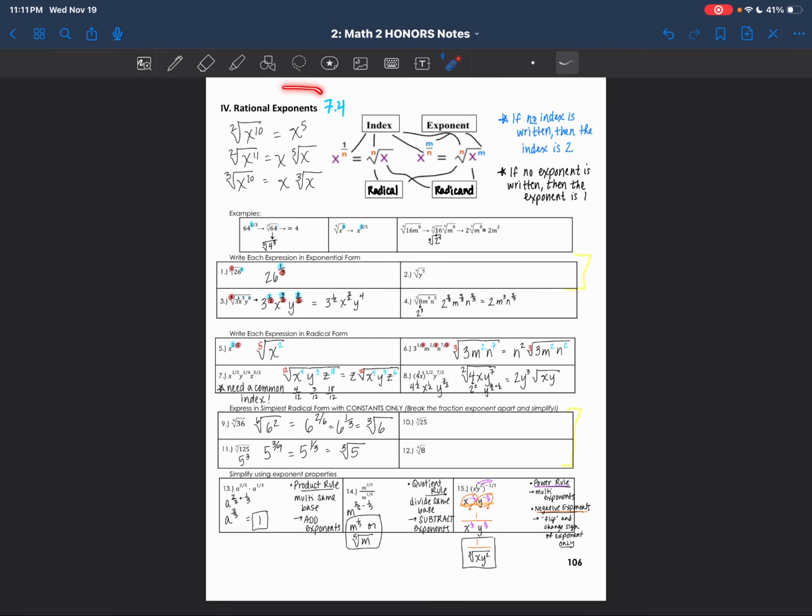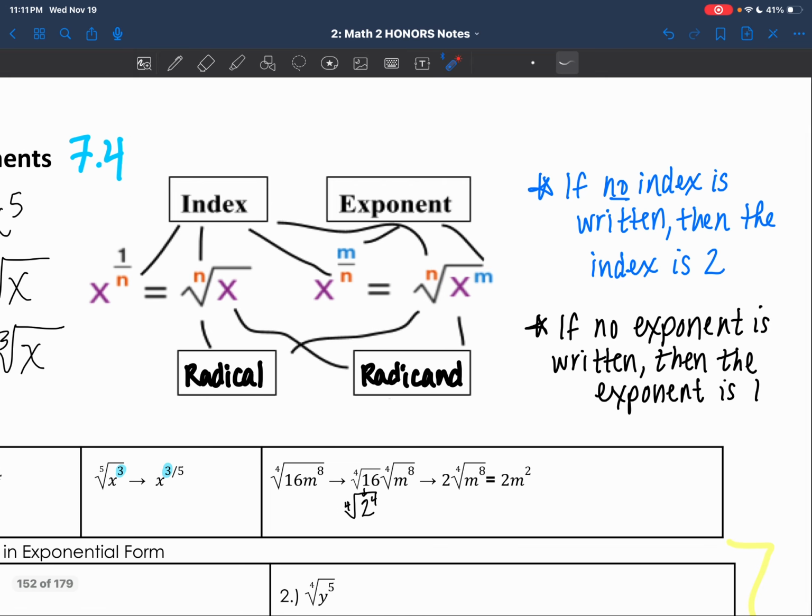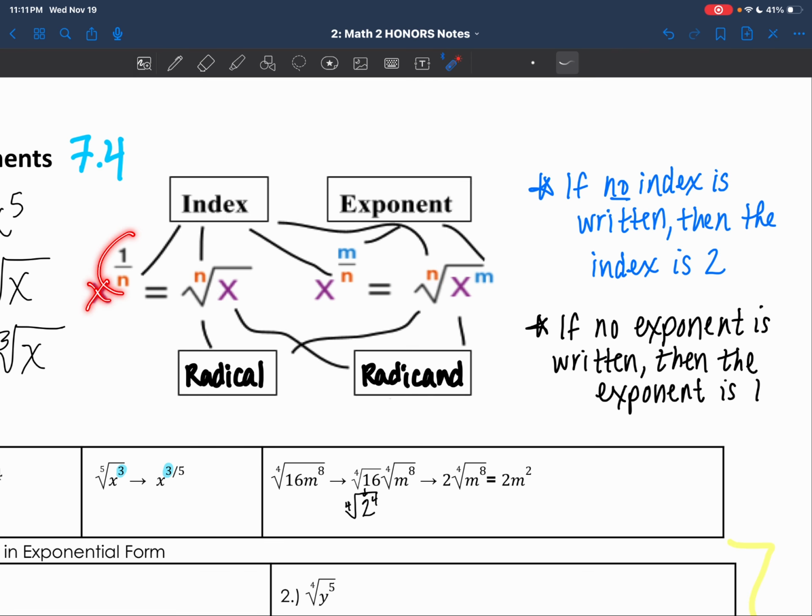All right, today we're going to talk about rational exponents. So we've dealt with exponents and square roots before, but now we're going to talk about the specific parts of them. In this case, when you have an exponent that's a fraction, the denominator is called the index, and you can actually rewrite that with a radical.